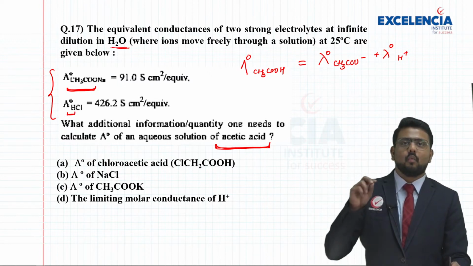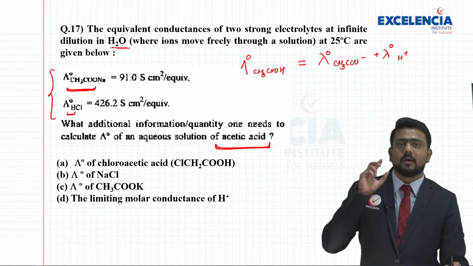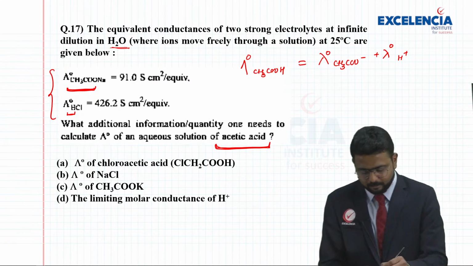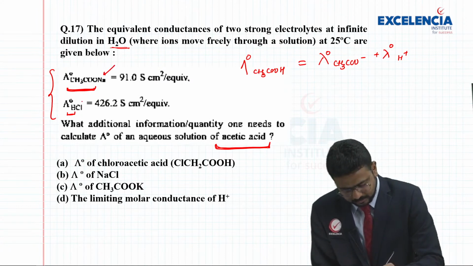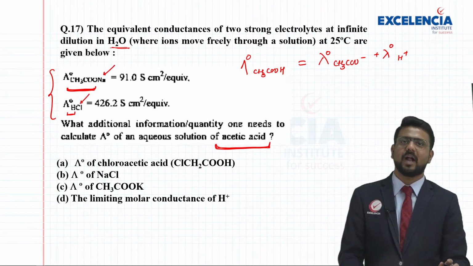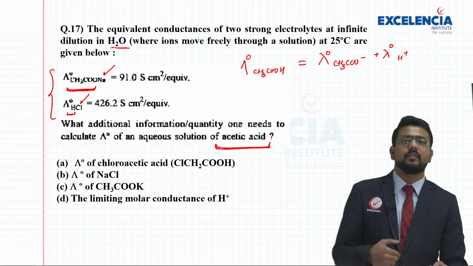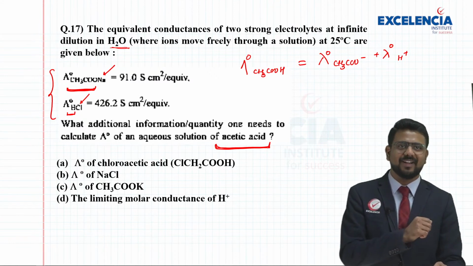Now once you get this particular thing, when you add these two, definitely you are invariably adding the values for Na+ as well as Cl-, yes or no? You are adding the values for Na+ as well as Cl-, isn't it? So I need to make sure that these values should be nullified.